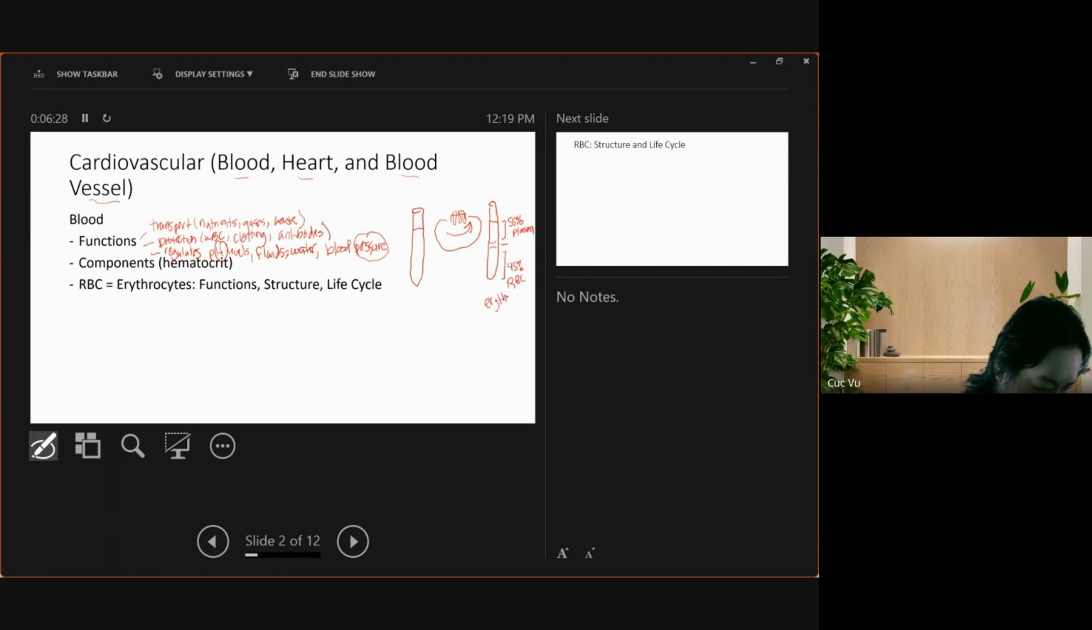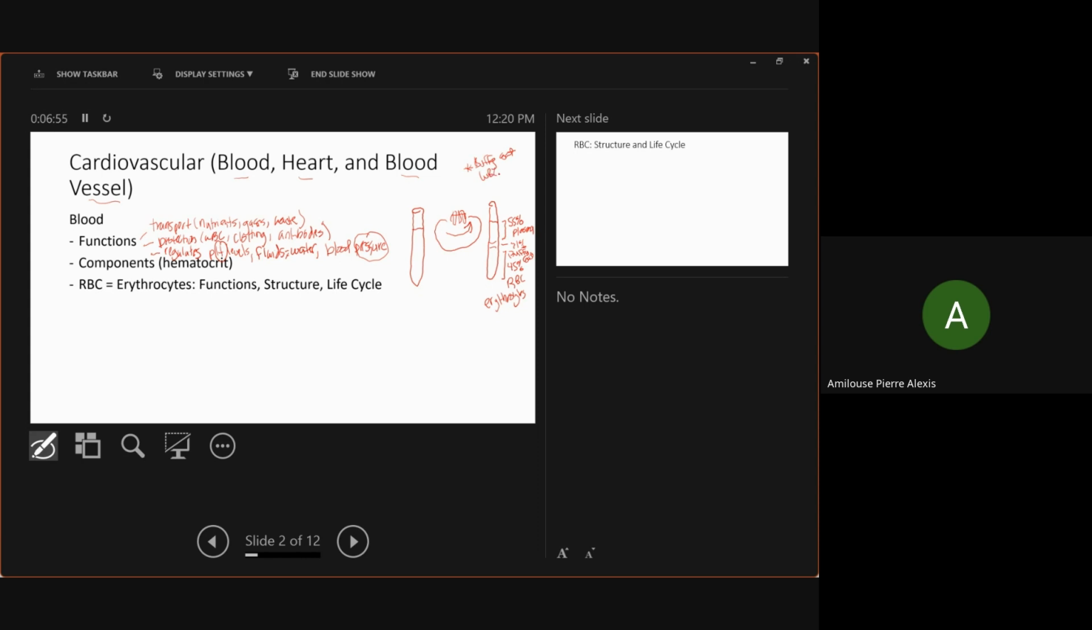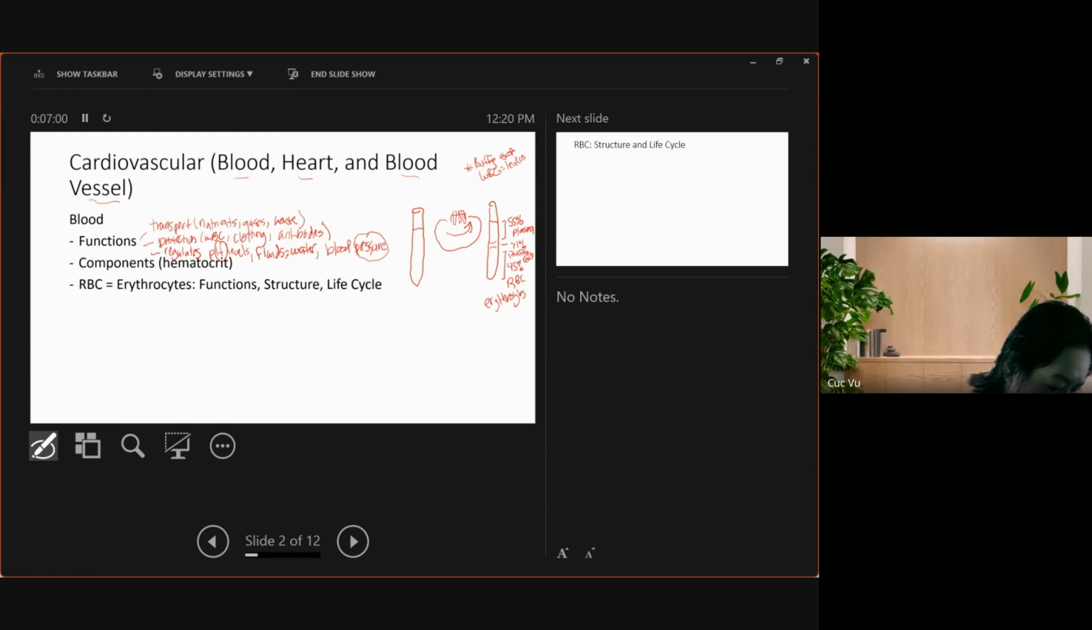Erythrocytes. Perfect. I love hearing this. And then less than 1% is what we call the buffy coat. The buffy coat is very small. It's less than 1%. And it's going to include your white blood cells, otherwise your leukocytes, and your platelets.